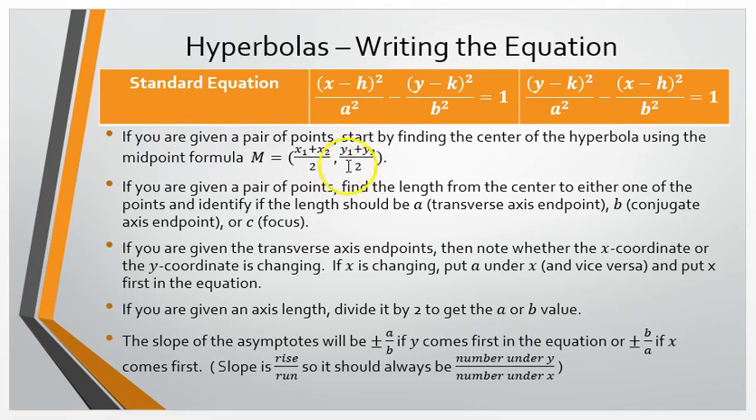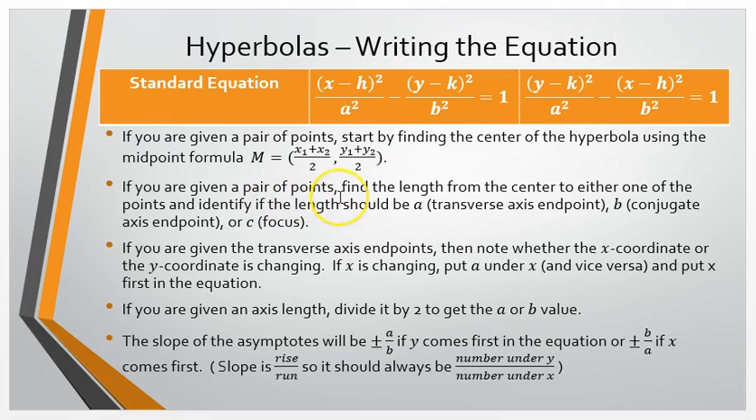The first thing I always do when I'm asked to write the equation with some components is to take whatever pair of points I was given and find the center of the hyperbola. Just like with the ellipse, start off with the center by averaging the x-coordinates and averaging the y-coordinates. It does not matter what the name of those points is. If they gave you the foci, the transverse axis endpoints, or the conjugate axis endpoints, find the midpoint. That'll be the center of the graph.